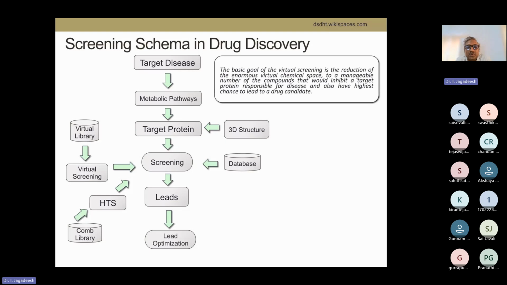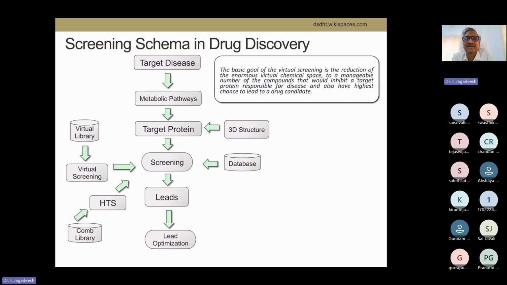So all these inputs are going to come from the databases. This one is going to come from a target protein where the 3D structure is already identified. When you screen them, we are going to get a lead, and lead optimization is going to result in a drug.